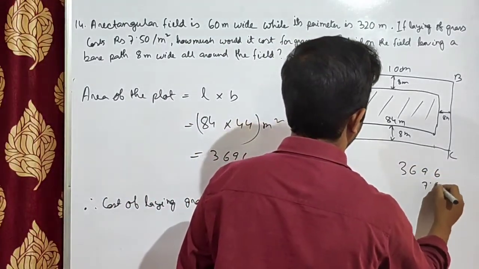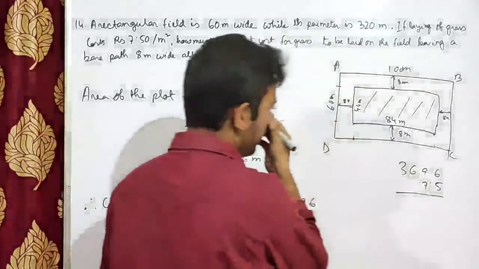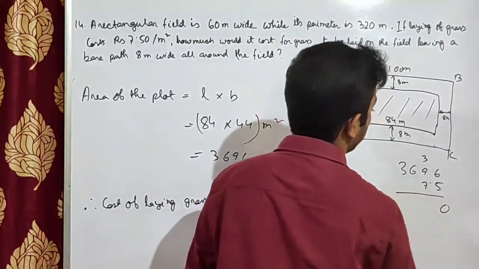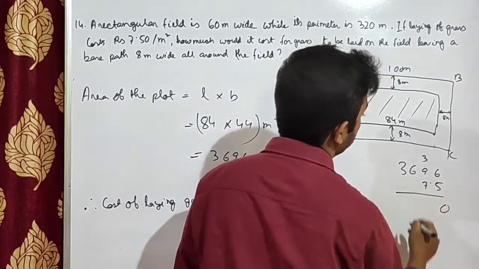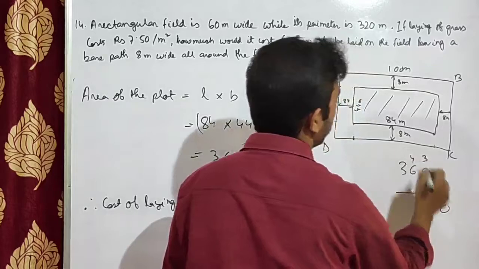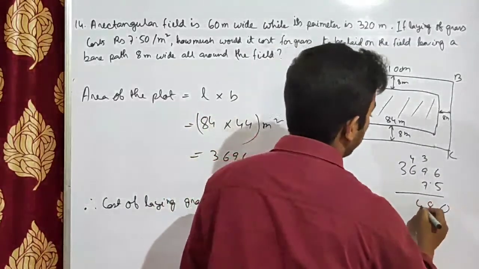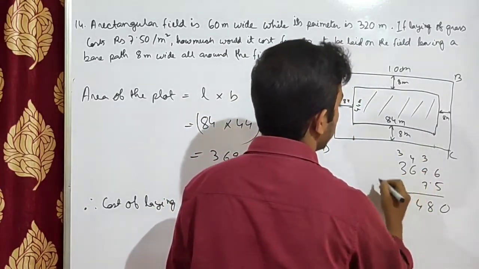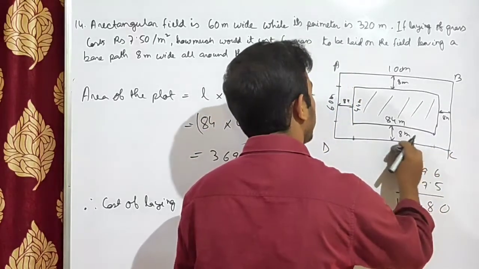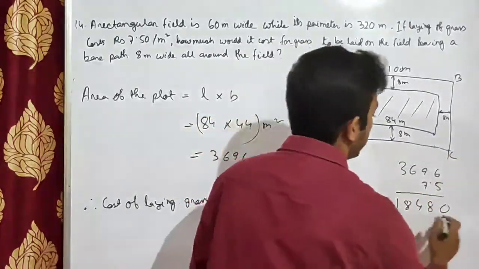3696 by 7.5. Okay. Then 5 into 6 is how much? 30. 5 into 9 is 45. 45 plus 3 is 48. Then 4. Then 5 into 6 is 30, 34. Then again 3. 5 into 3 is how much? 15. 15 plus 3 is 18. Okay.